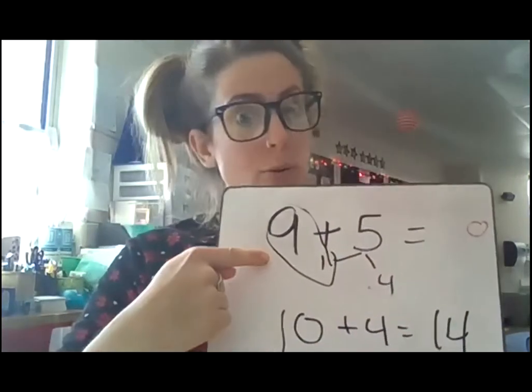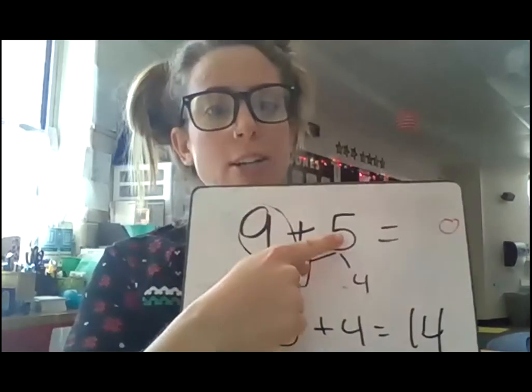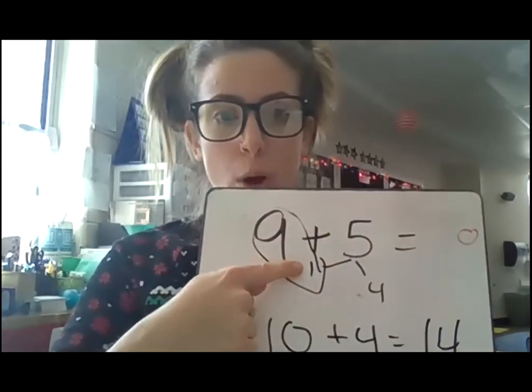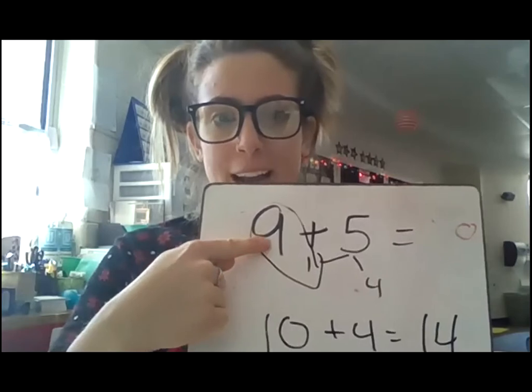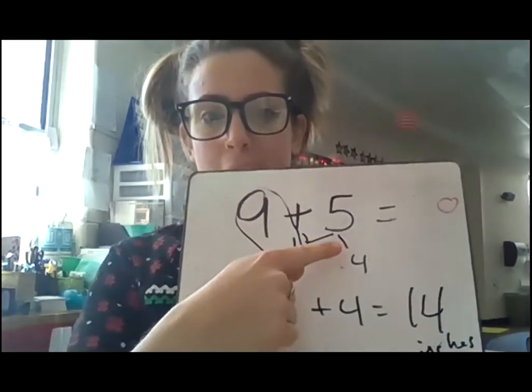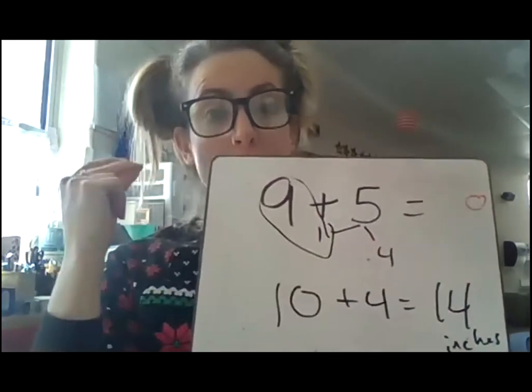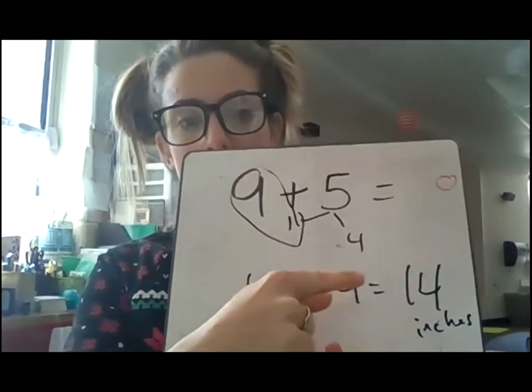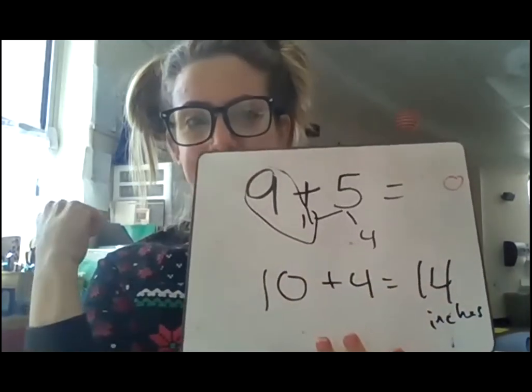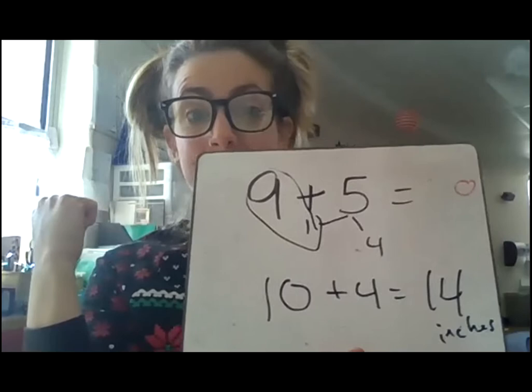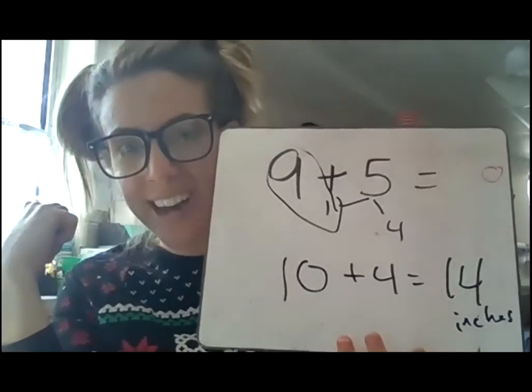I saw that 9 was really close to a 10. So I broke the 5 into a 1 and a 4. So my 9 and my 1 became a 10. And then I had 4 left over. So that helps me quickly solve. 10 plus 4 is 14 inches. That is my answer. I'm sure you drew some great strategies to help you solve.